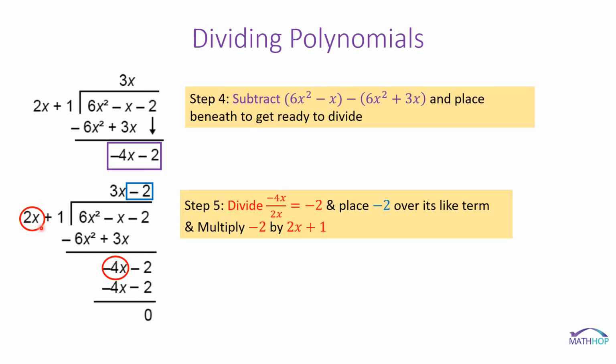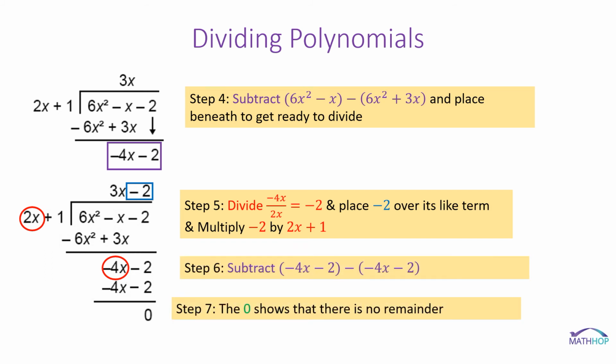And we get negative 2 times 2x is negative 4x. Negative 2 times 1 is negative 2. So we are subtracting the exact same thing. Negative 4x minus 2 minus negative 4x minus 2 is equal to 0. The 0 shows us that there is no remainder. My division is done. My answer is 3x minus 2, right? I know that because I have a 0 right down there, no remainder.